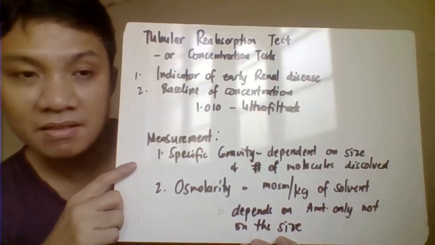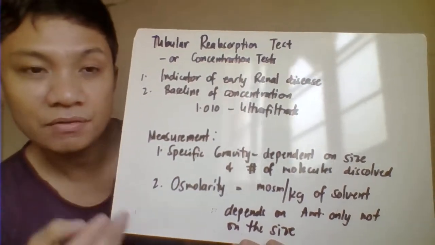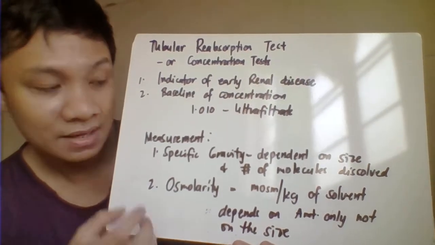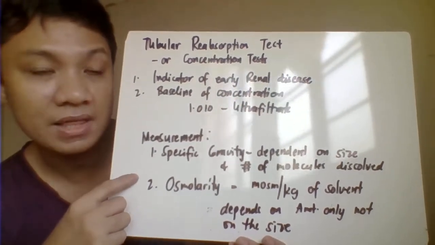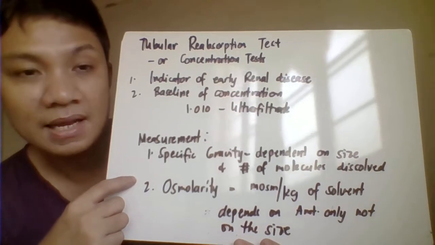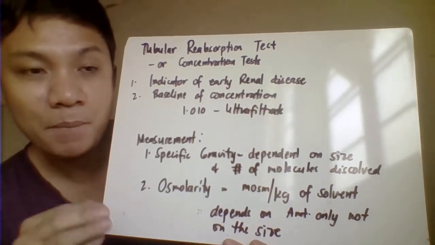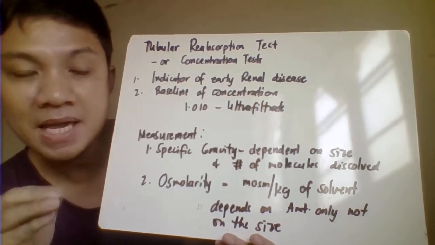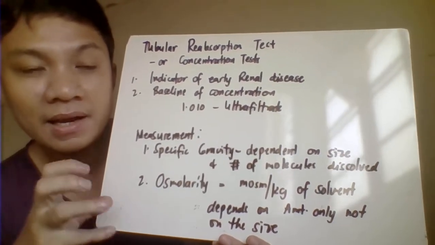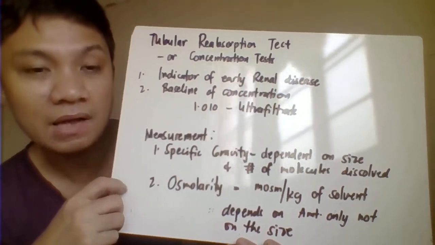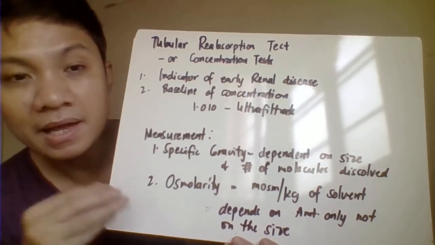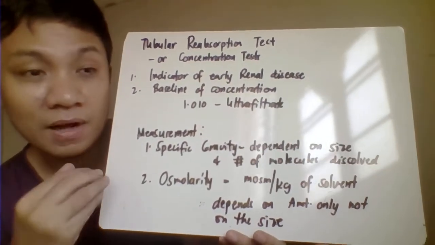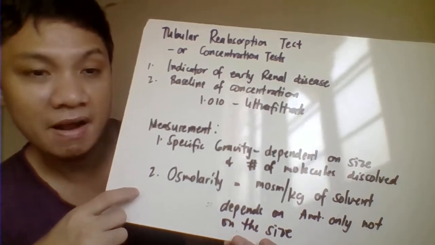For the measurement of the amount of solute dissolved in the urine, we have the specific gravity. Specific gravity is highly dependent on the number and the size of the solute. What do you mean by that? So, pag madaming mga solute na nakadissolve sa urine, expect to have a high specific gravity. Pag malalaki ang size ng mga solute natin, so again, mataas pa din ang specific gravity.